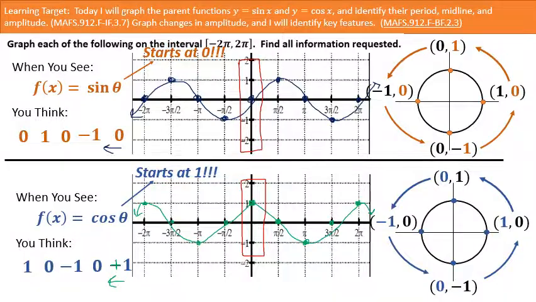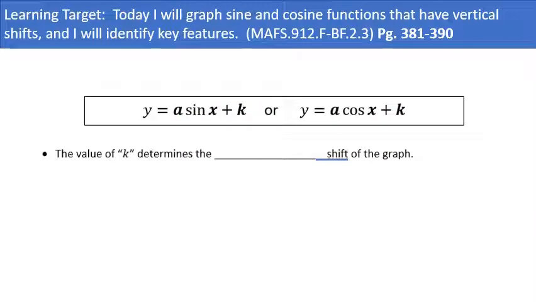Okay, here we go. On to our notes for today. Notice we have the A. Remember from the last lesson, that A in front of our cosine or our sine stood for our amplitude. It told us how high or how low these graphs went. Now we're adding the plus K. K determines the vertical shift of the graph. This is just like it's been for every other graph that we've done. So great news for you. Plus K is going to make it go up. Minus K is going to make it go down.